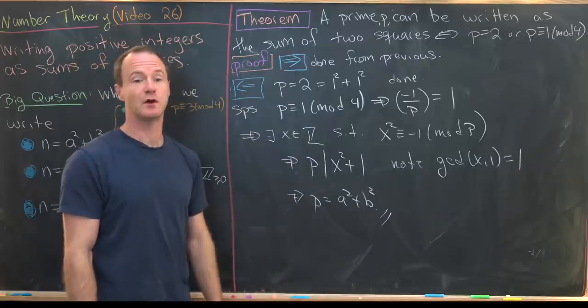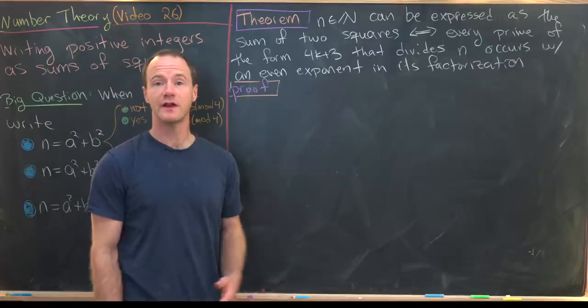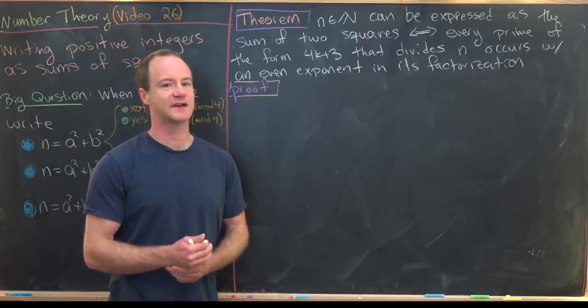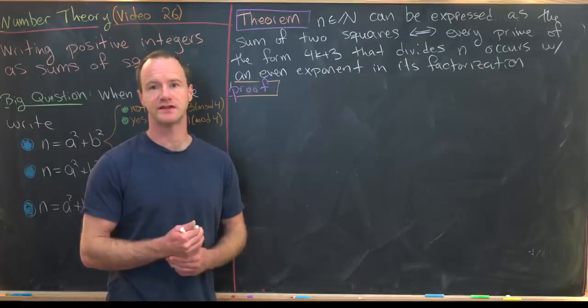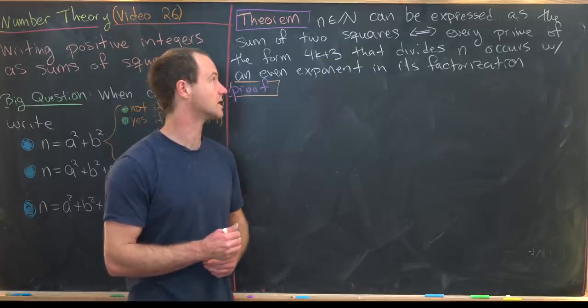So now let's move on to our main result. Now we're ready for our main result, which classifies all natural numbers that can be written as the sum of two squares.